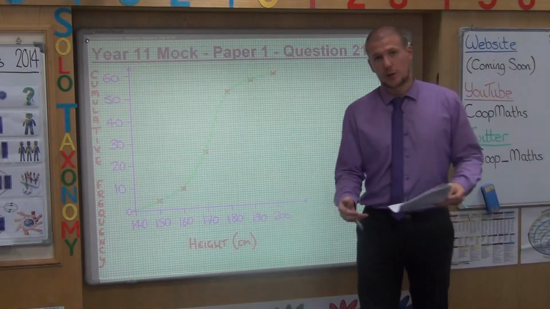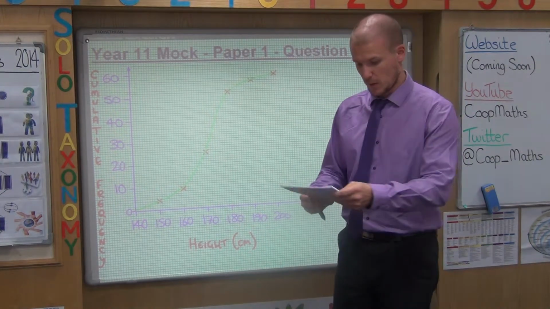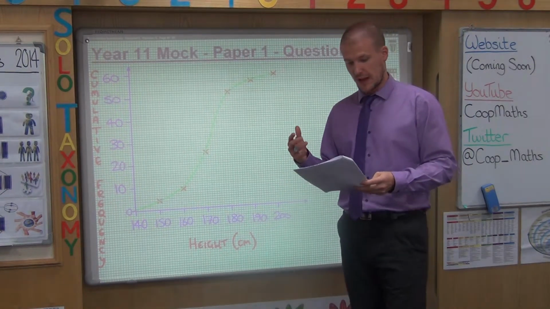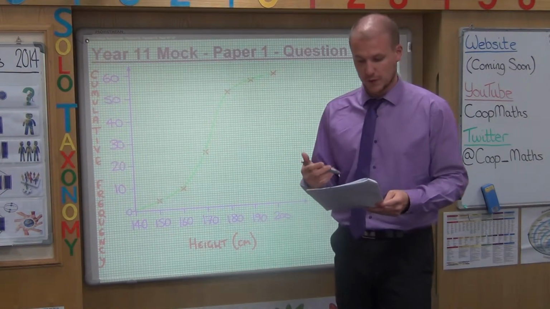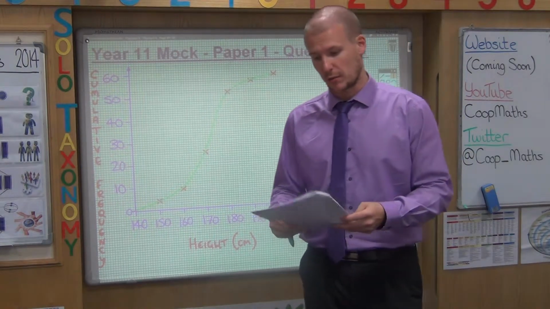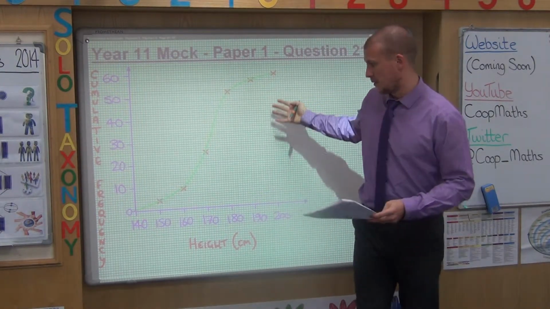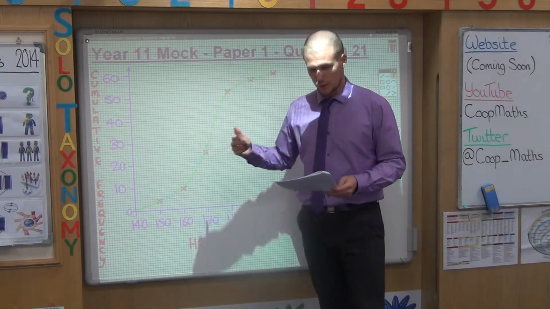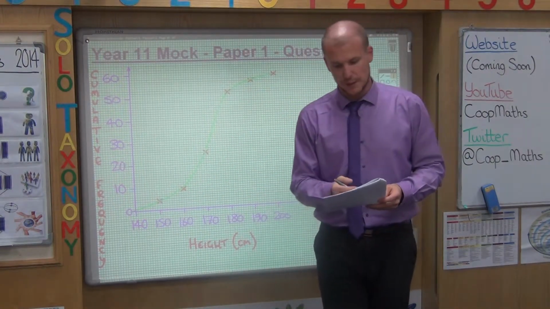Paper 1, question 21, I forgot about part B, okay? Basically it's asking you to find an estimate. Part 1 is for the median, part 2 is for the interquartile range. You need to use the graph that you have drawn for this. So, two reasons why it says an estimate.